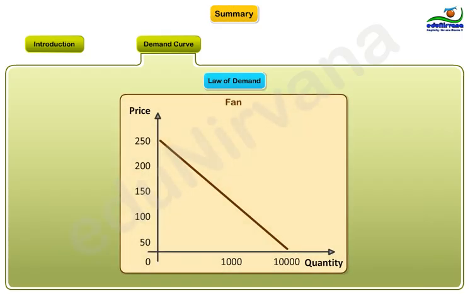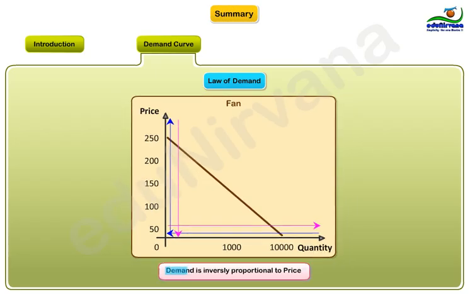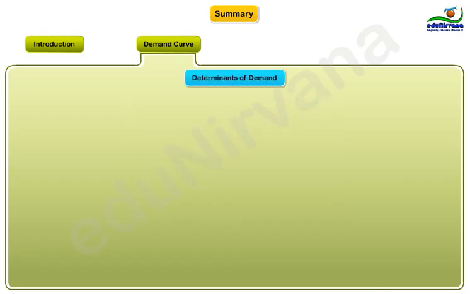Then, the law of demand was formally established. Other things remaining equal, the quantity demanded of a good reduces when the price of the good rises, and quantity demanded of a good increases if the price of the good decreases. That is, demand is inversely proportional to price. Then, the determinants of demand were considered.